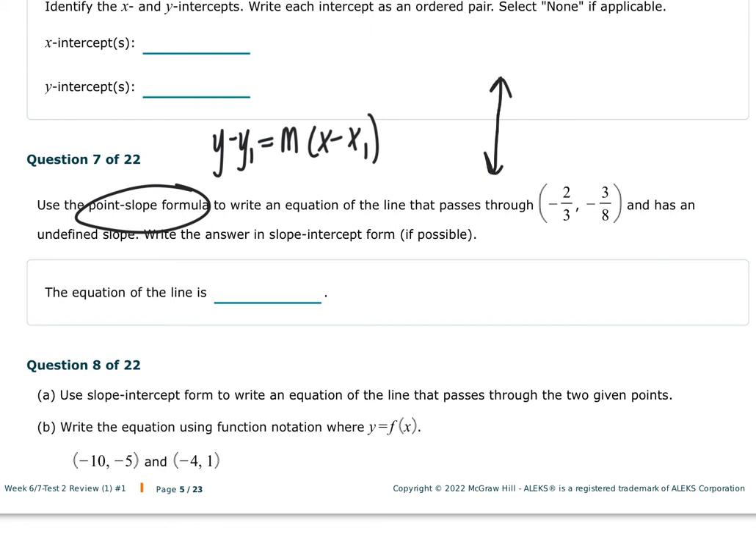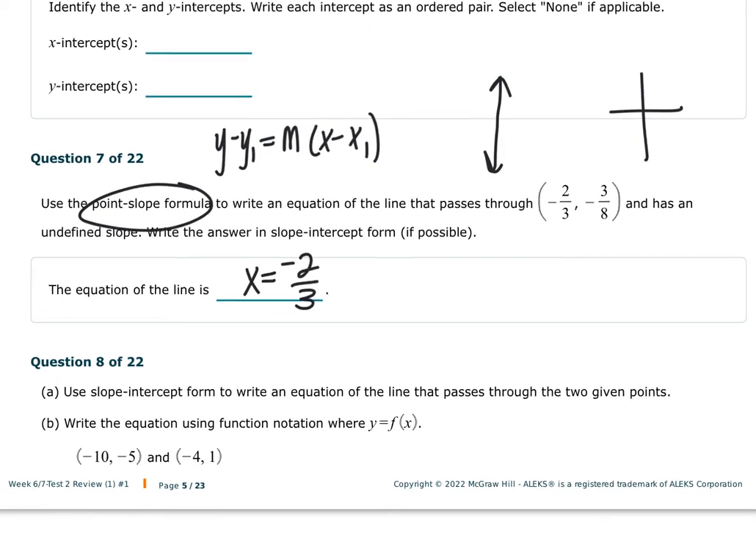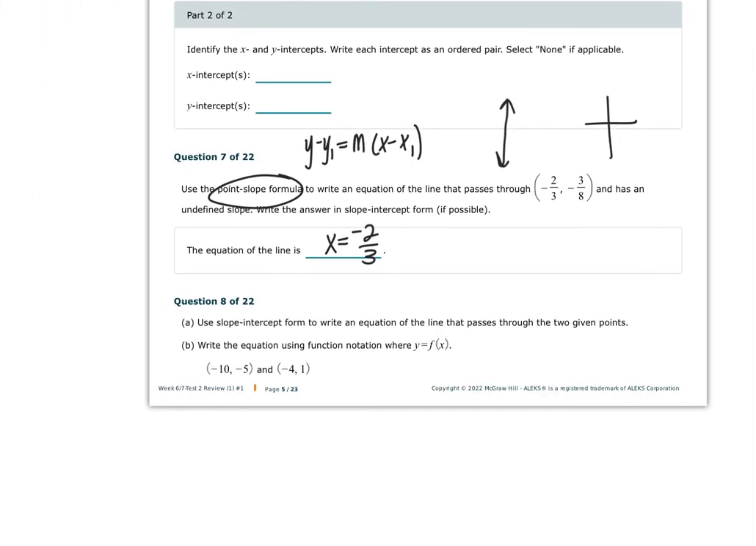That's an undefined slope, just a vertical line, and that vertical line is going to cross through the x-axis, because if you have an xy axis, that vertical line is going to cross the x-axis, not the y-axis. Anyway, the equation of this line is just x equals that x value of negative 2/3, because the slope of the line is undefined.